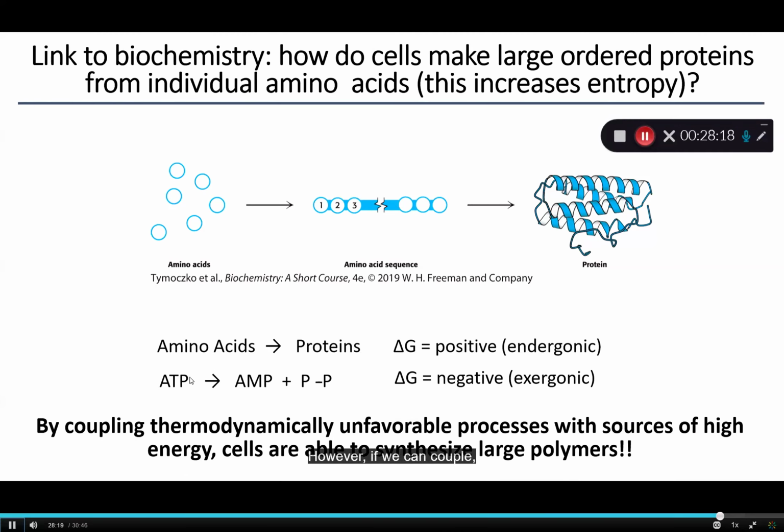However, if we can couple the use or the hydrolysis of ATP to the creation of these bonds, peptide bonds, then overall, by coupling these two reactions, an unfavorable process is made favorable. We can couple the thermodynamically unfavorable process of going from lots of amino acids to a single protein with sources of high energy like ATP hydrolysis. This allows us to create large polymers of proteins.